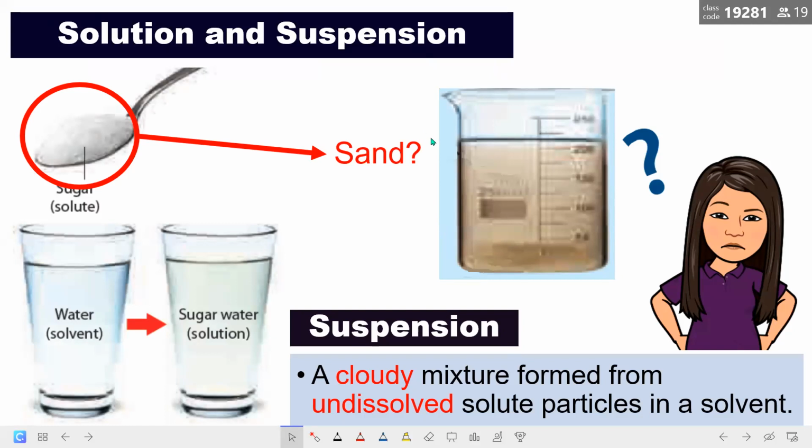So when something doesn't dissolve, like when I put sugar in water or Milo in water, it dissolves. But when something doesn't dissolve, I call it a suspension. It is a cloudy mixture formed from undissolved solute particles in a solvent.